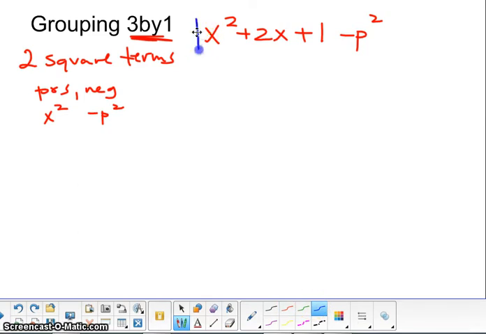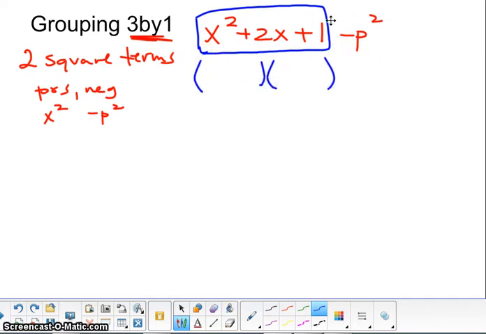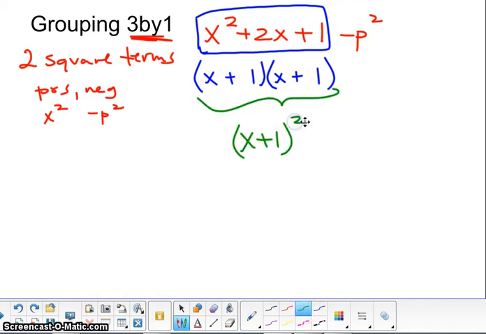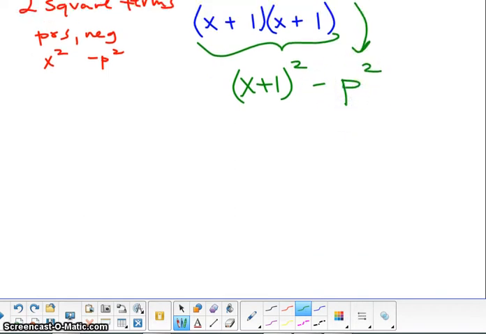The first 3, because of that x, would all go together, and you would factor that just like the trinomials that we've done before. So I'm going to ignore that negative p squared for just a moment and split the x's, split the 1's, and know that it's going to be plus plus for each one of them. Now we know an easier way to write this is x plus 1 squared. Now I'm going to bring this back into the equation here and go ahead and solve.